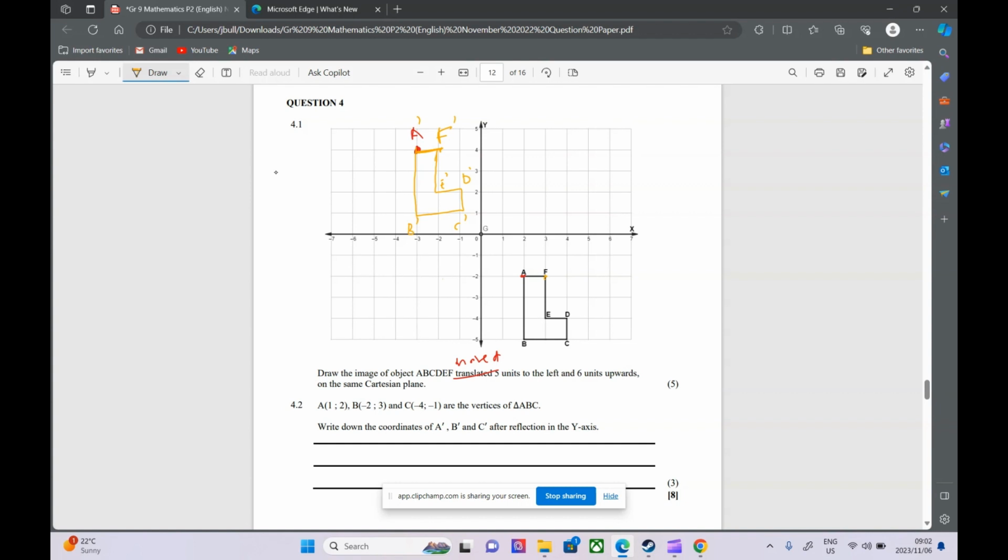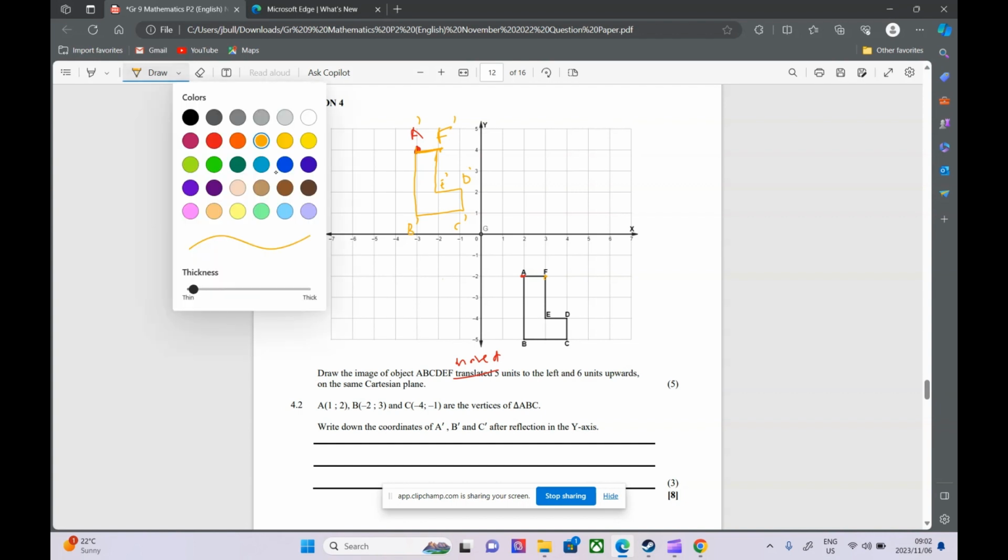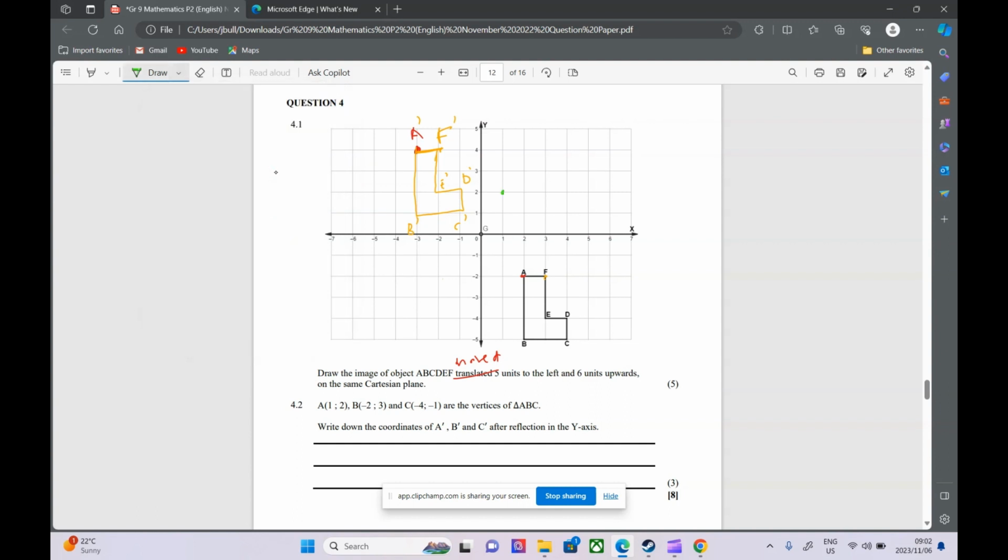Then we've got this shape. So they're the vertices of a triangle. They want you to write down the coordinates after we reflect it in the y-axis. So what I would do is I would draw that triangle to start. Okay, so we've got A (1, 2). So when x is 1, then y is 2. That is our A point.